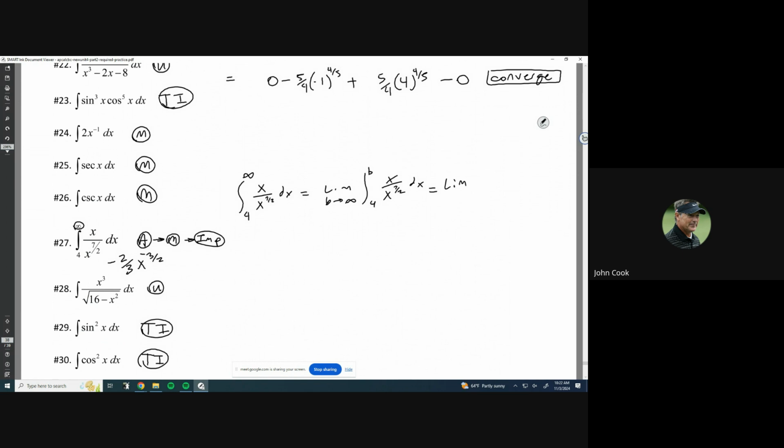So I get limit as b goes to infinity of negative 2/3 x to the negative 3/2 power. I'm going to rewrite that real quick because if I have a negative exponent, I'll just put it in the denominator. So negative 2/3 and then 1 over x to the 3/2. And then I'm evaluating this from 4 to b. Okay, so using the fundamental theorem now, I'm going to plug those numbers in. So limit as b goes to infinity. If I plug in the b part, I get negative 2/3, 1 over b to the 3/2, and then minus negative 2/3, 1 over 4 to the 3/2 power.